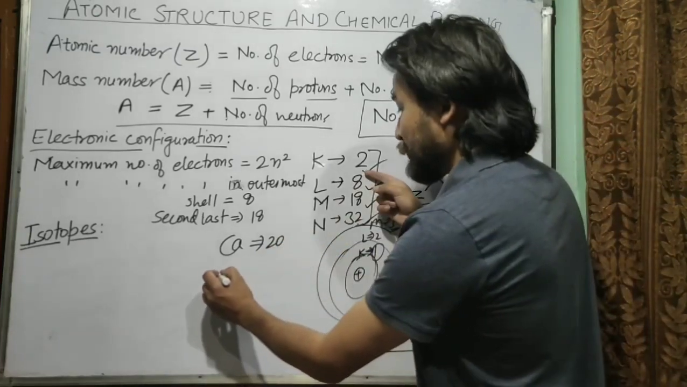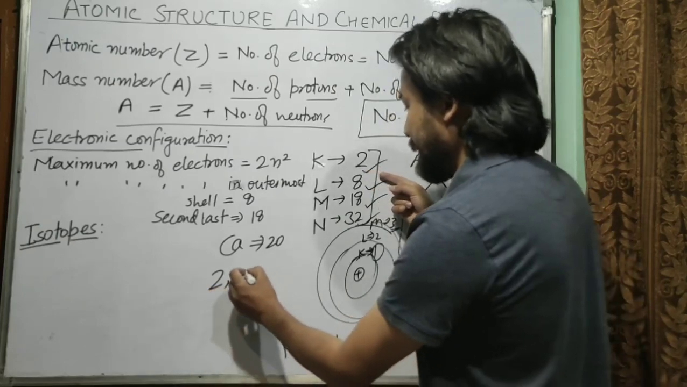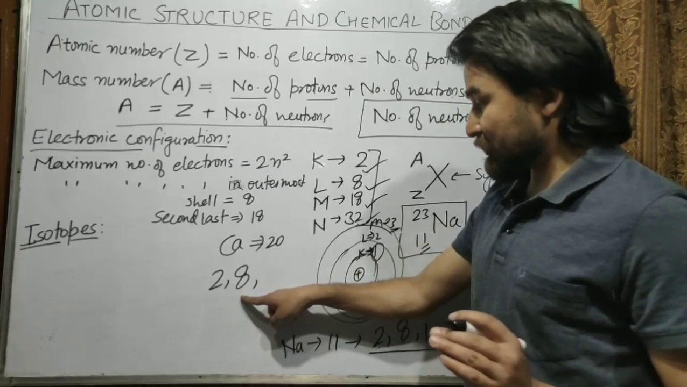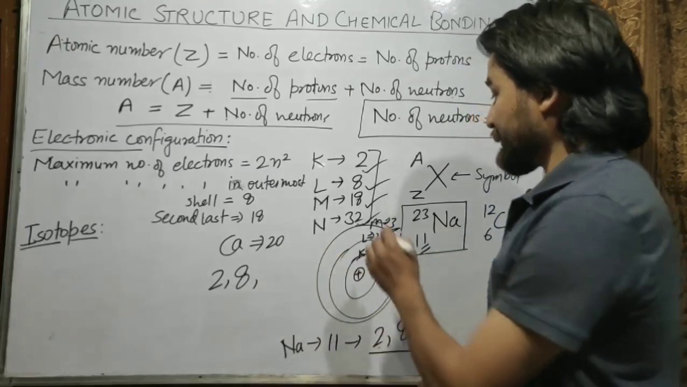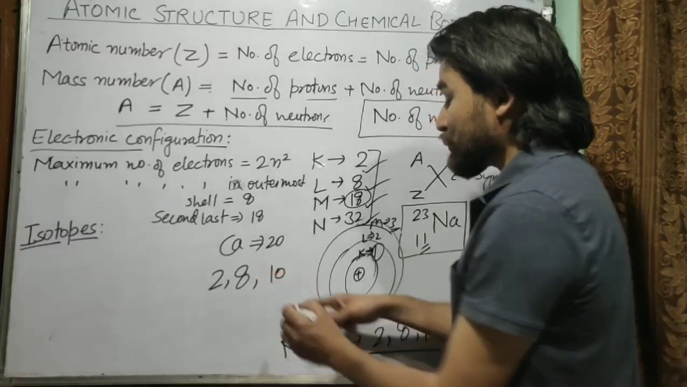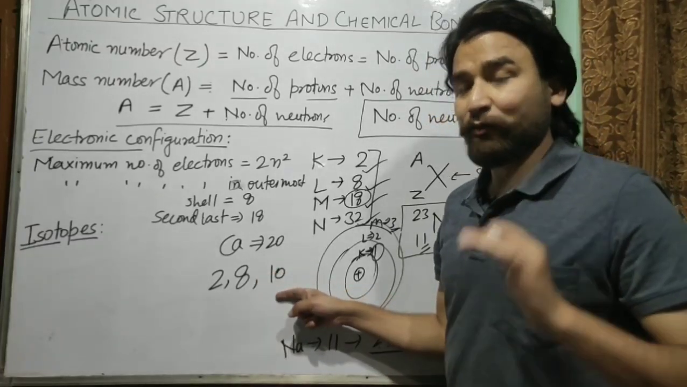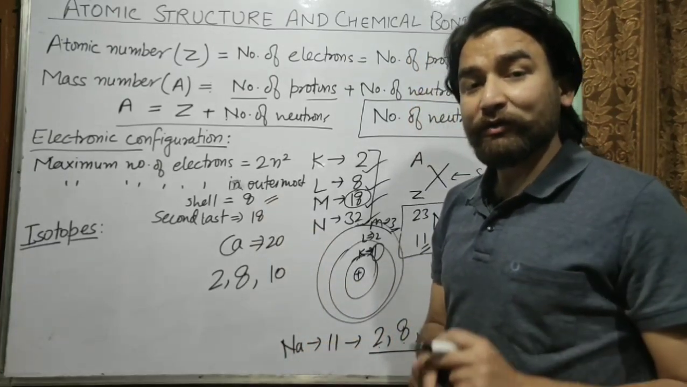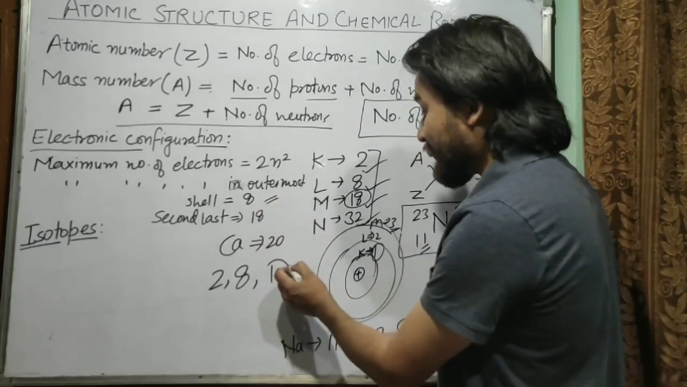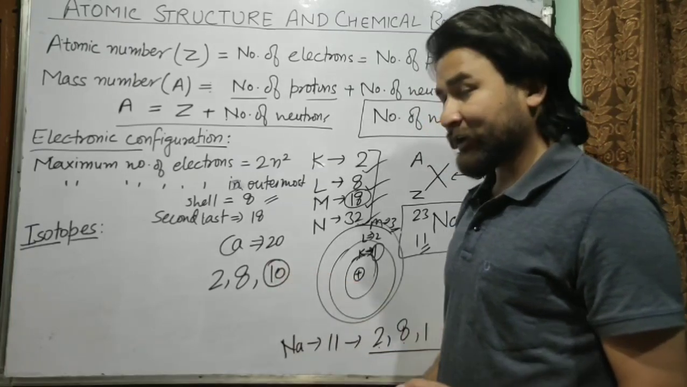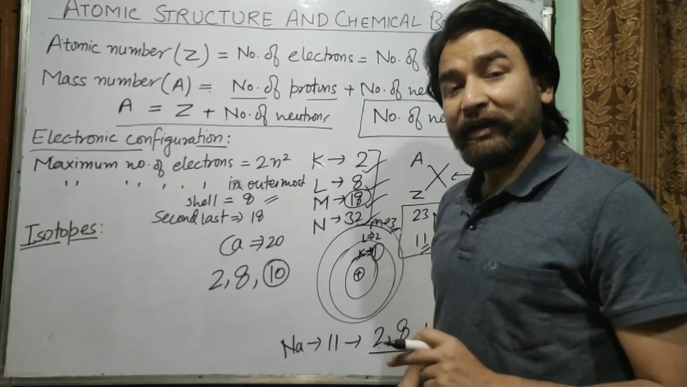The first shell will have 2 electrons, then the second can have 8 electrons. 2 and 8 make 10 electrons together. Now 10 are remaining. The third shell can have 18 electrons, but it has only 10 left. So we cannot write 10. Why? Because of the rule that the maximum number of electrons in the outermost shell is 8. It cannot have 10 electrons because it will become the outermost shell and it cannot have more than 8 electrons.